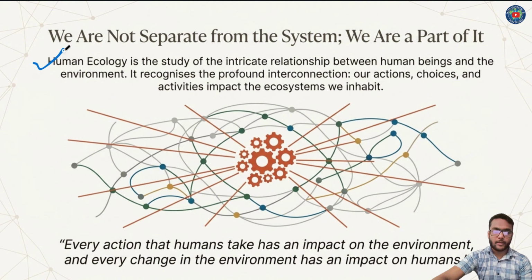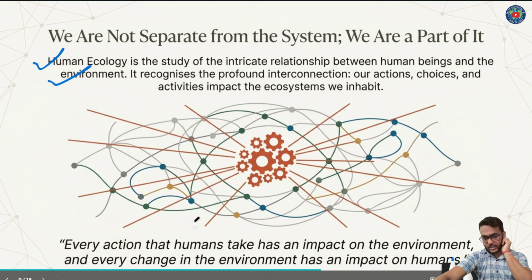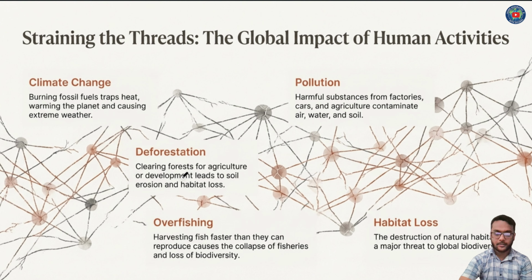Now, what is human ecology? Human ecology is the study of the intricate relationship between human beings and their immediate nature or environment. It recognizes the profound interconnections: our actions, choices, and activities impact the ecosystems we inhabit. Every action that humans take has an impact on the environment, and every change in the environment has an impact on nature. That means both are related to each other. Human impacts on the environment, and on the other hand, the environment determines the activities of humankind.